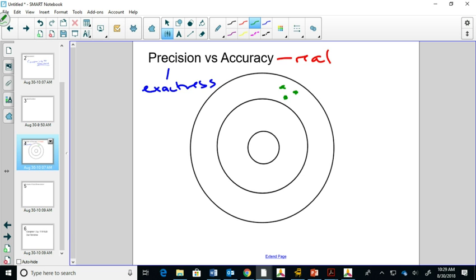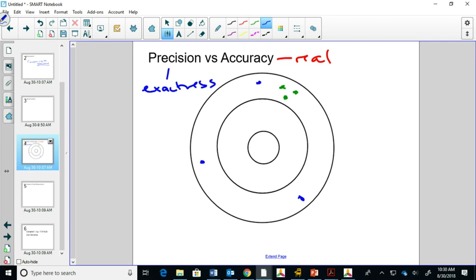Okay, what if instead my shots looked like this? How's my precision? Yeah, not that great. Again, I'm hitting the target. How many of you ever shot a gun before? I'm just curious. Yeah, it's harder than you think. Paintball counts, sure, yeah, I'm cool with that.